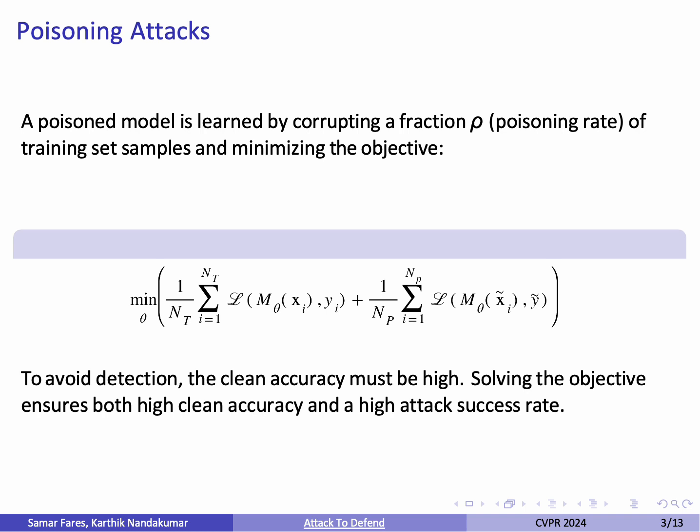In poisoning attacks, a poisoned model is learned by corrupting a fraction, or a poisoning rate, of training set samples, and the adversary's goal is that the training samples that are poisoned should be classified as the target label. This can be achieved by minimizing the following objective function. And to avoid detection, the clean accuracy must be high. So by solving this objective, the adversary ensures both high clean accuracy on clean samples and high attack success rate, where the poisoned training samples are classified as the adversary's target label.